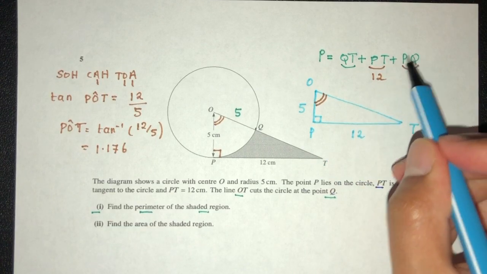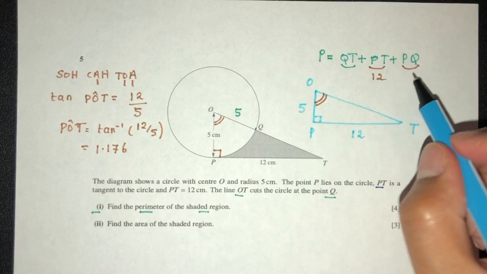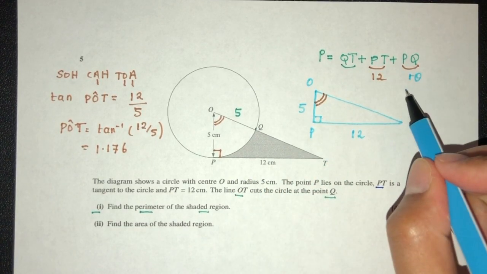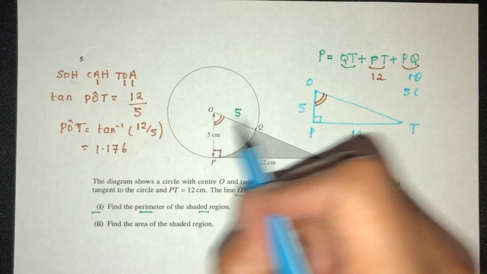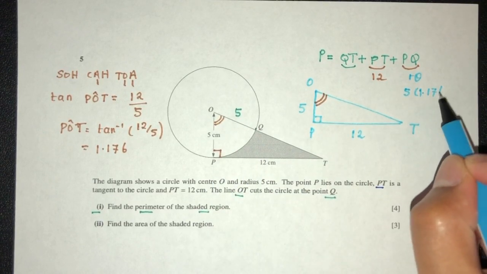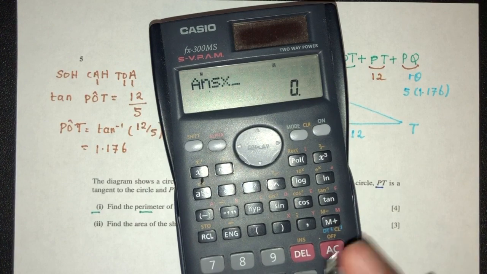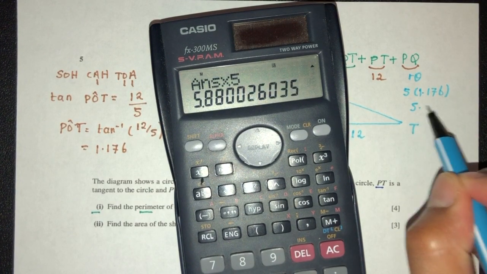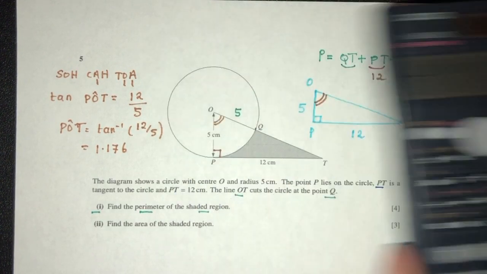So to find the length of PQ, pretty easy. We have to use the formula, which is r theta. R is the radius, which is 5, times the angle, theta here is 1.176. So the answer, times 5, should be 5.88 for the value of PQ.